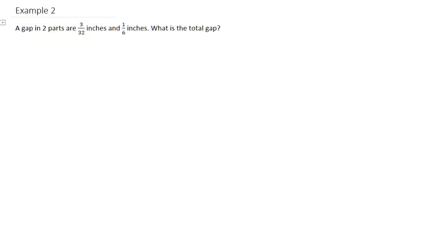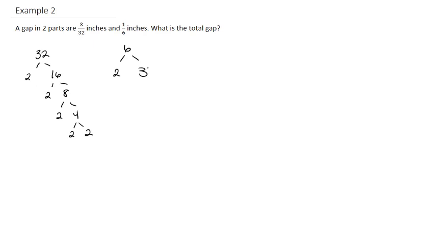Example 2: a gap in two parts are 3/32 inches and 1/6 inches. What is the total gap? That means we're going to be adding these two numbers together. So we have 3 over 32 and 1 over 6. Let's break this down like we did before. 32 is 2 and 16, 2 and 8, 2 and 4, and then 2 and 2. 6 can be broken down into 2 and 3.